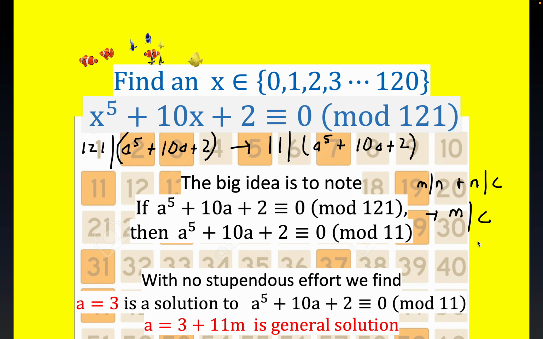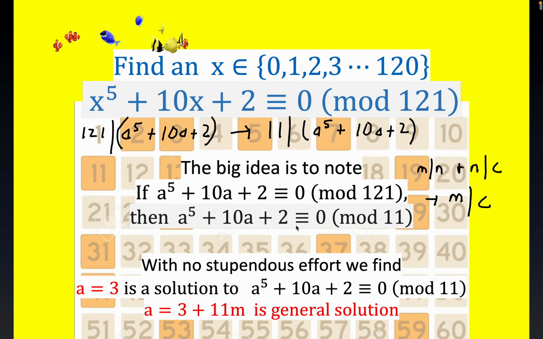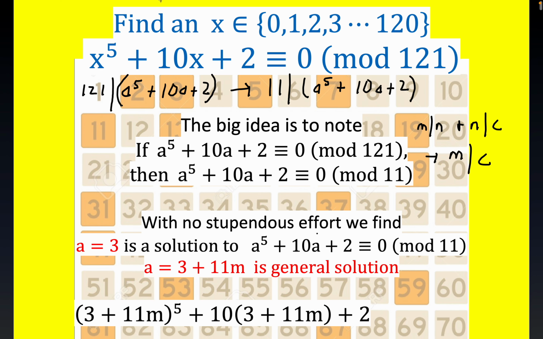Now, that means all we have to do is look for solutions to this, because another way of saying this is if this has no solutions, then the bigger modulus has no solutions also. So that's the contrapositive.